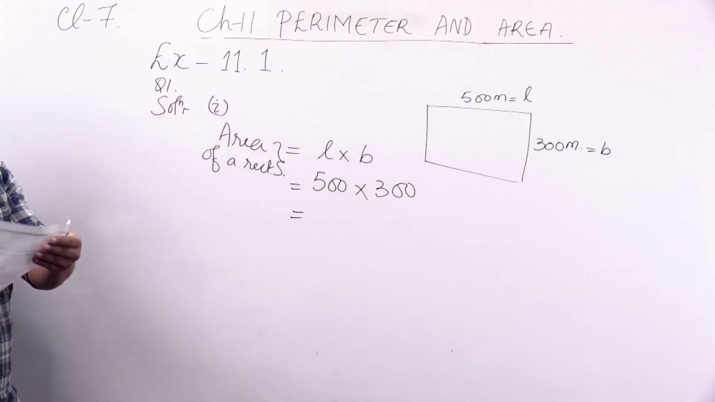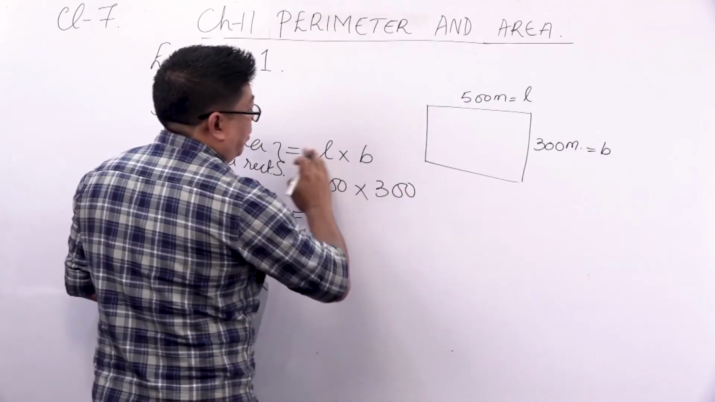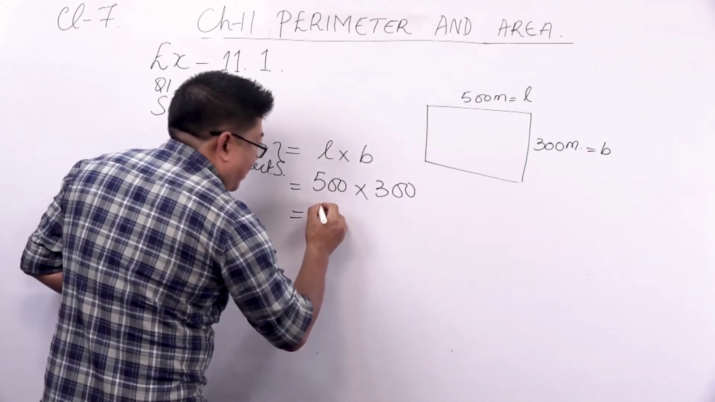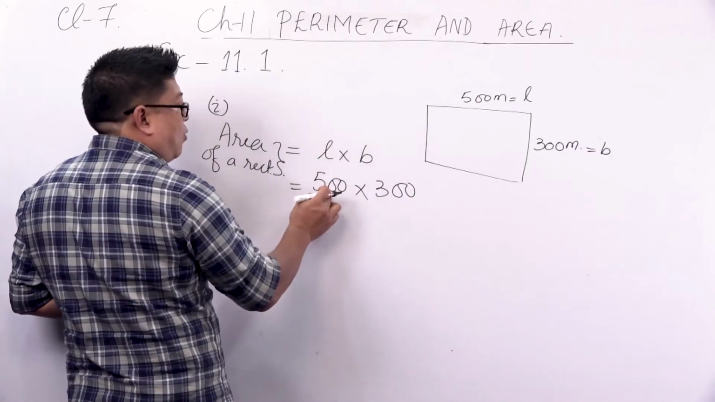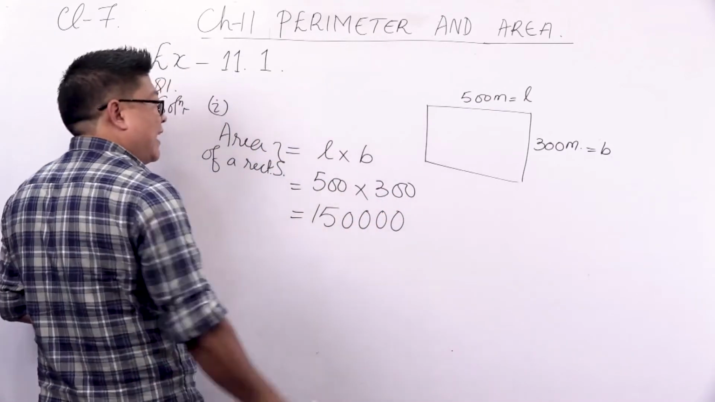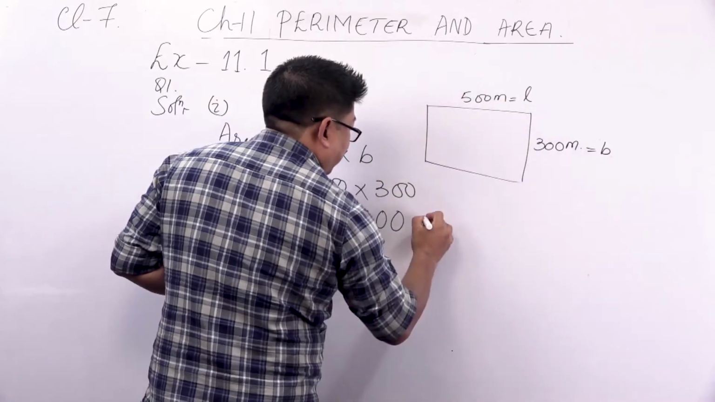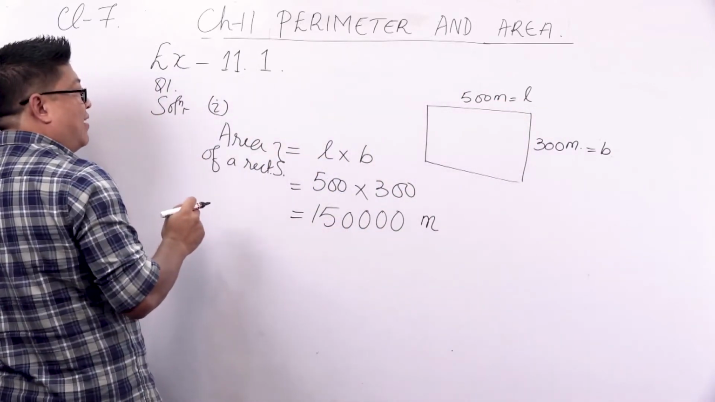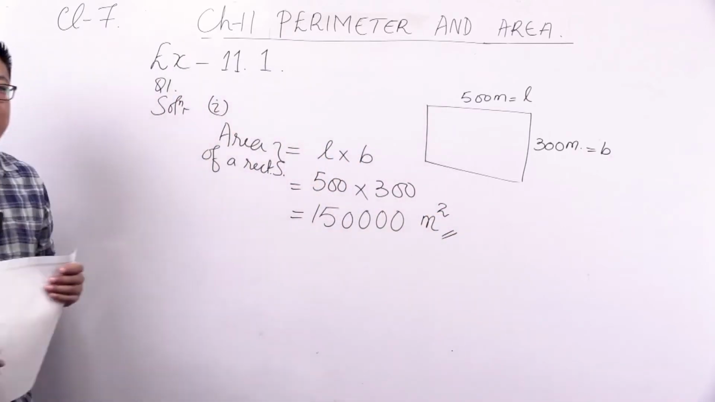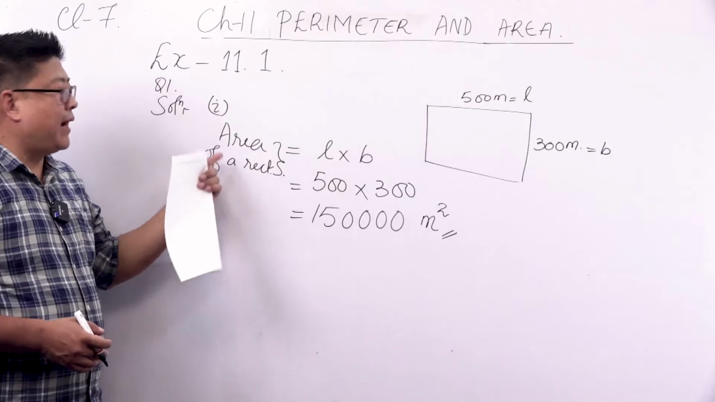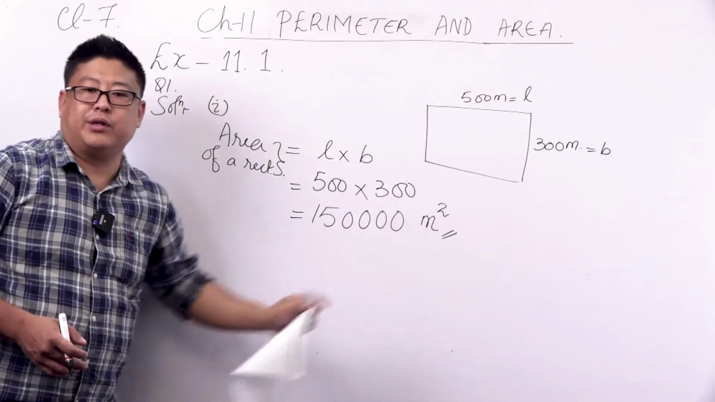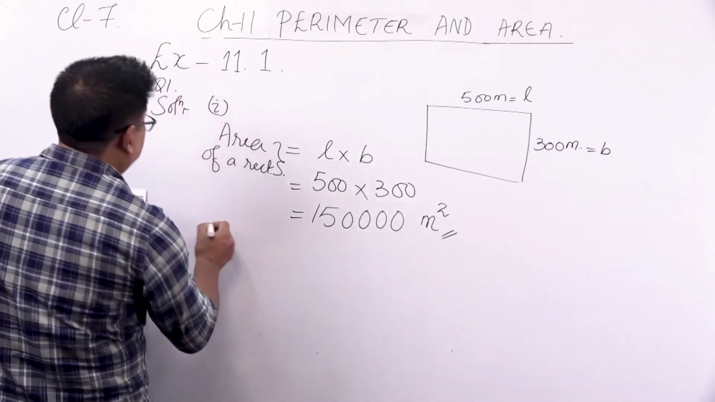Okay, children, since we have both the values of length and breadth, we simply multiply. 5 into 3 is 15 and there are 4 zeros, so I'm going to put them like this, and it is in meters. We have already learned that for area the unit is always square. So this is how you multiply. Short, 5 into 3 is 15, 4 zeros, you put the zeros here. Let's move on to the next part of the question.